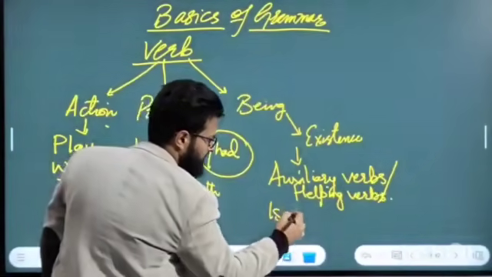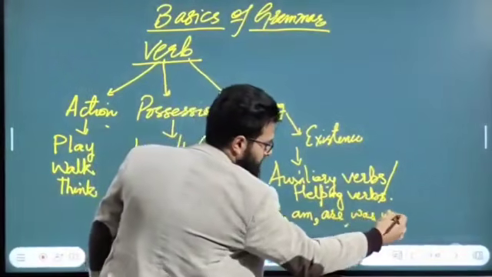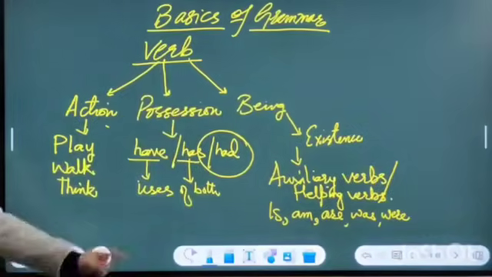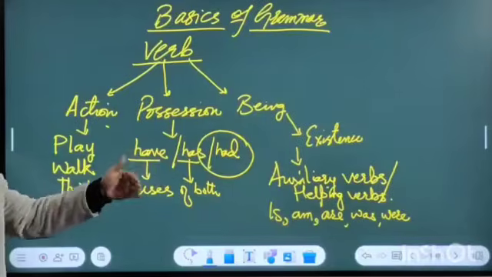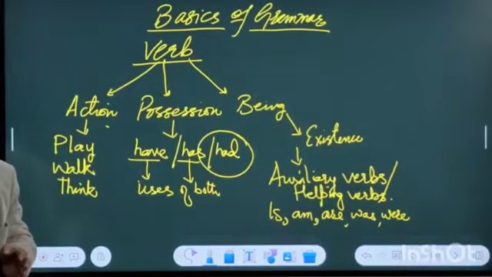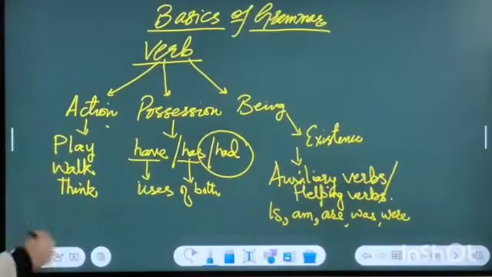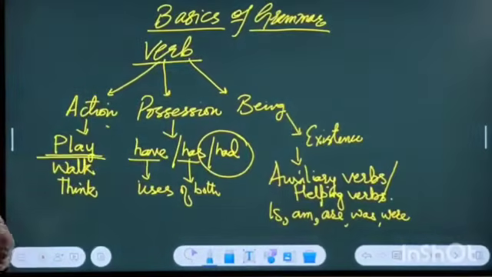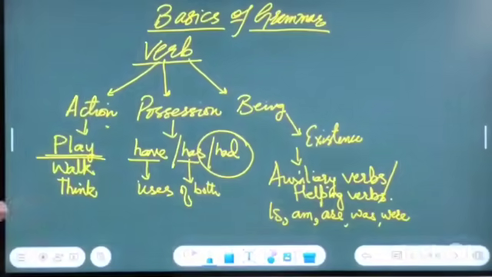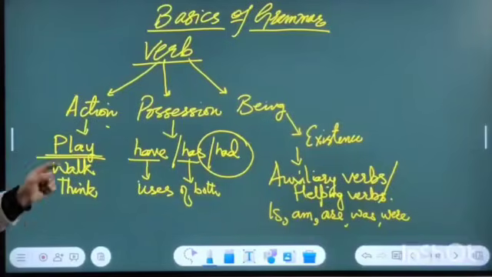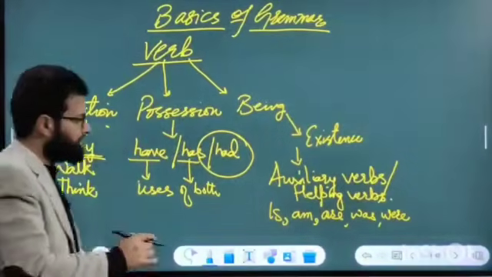For instance, is, am, are, was, were. These auxiliary verbs are also verbs, right? Sometimes we call them additional verbs, right? But they are similar in function. Like we have play. The way play is important as verb, similarly is important as verb. Okay, so I'll be repeating once again. Verb, any word which shows us action, possession, or being, we call them verbs, right? Now let's come to the definition of verb.